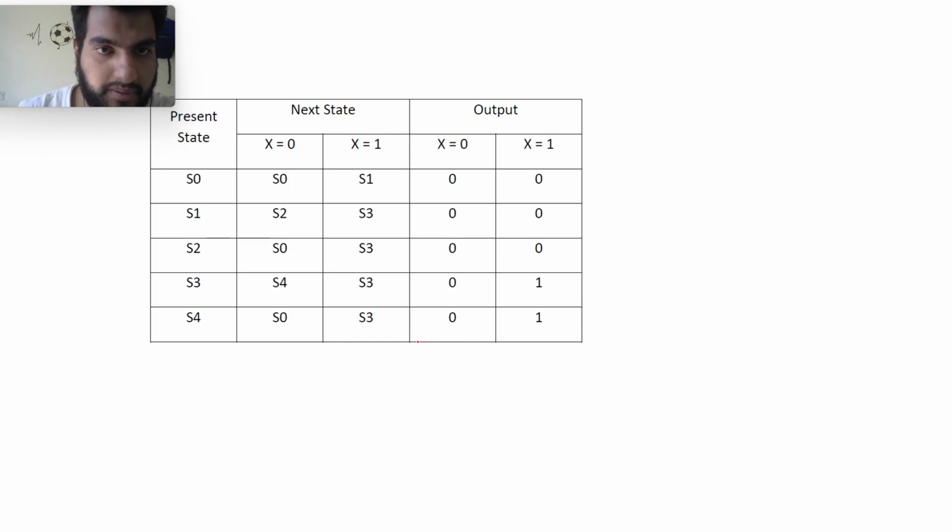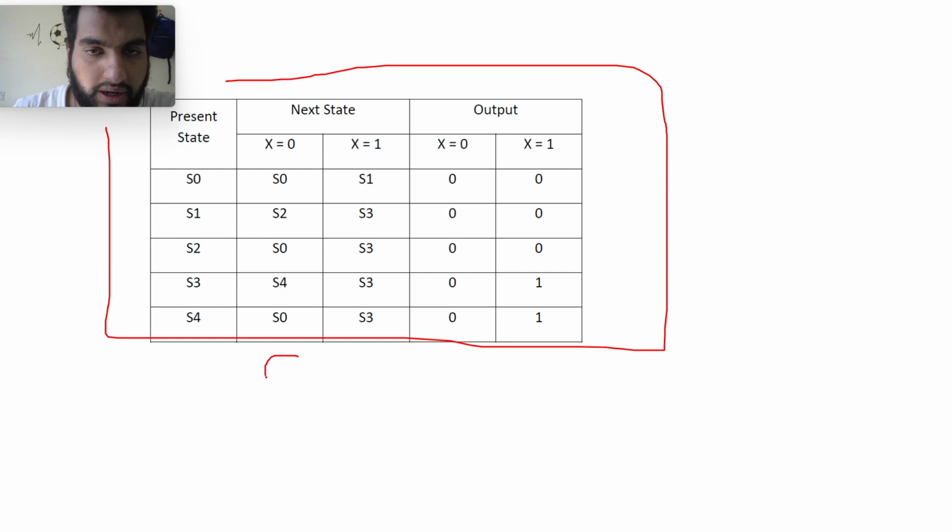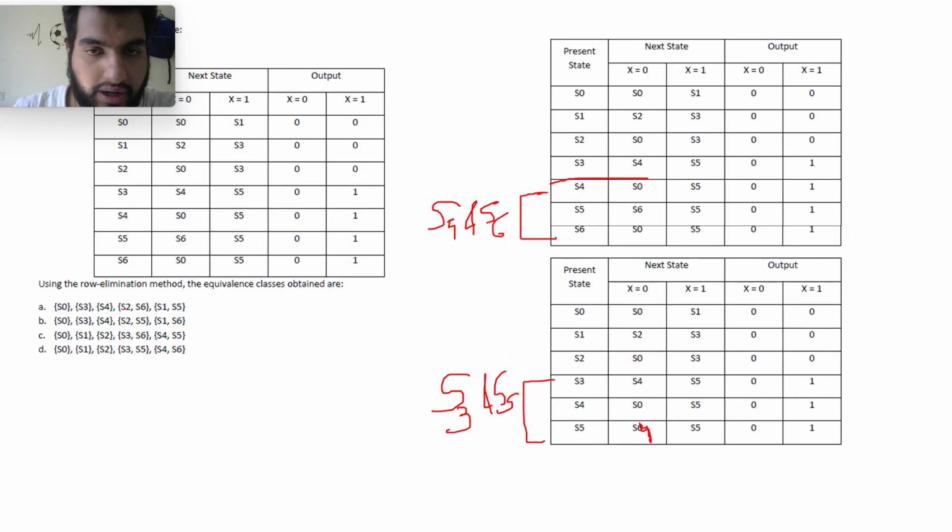So my final table will look somewhat like this. Wherever there is S5, I'll replace it with S3, and wherever there is S6, I'll replace it with S4. So my final table is somewhat like this, and my equivalence classes are S0, S1, S2, then S3, S5, that is one class, and then S4, S6. So we have S0, S1, S2, S3 S5, S4 S6. So option D is my correct answer.